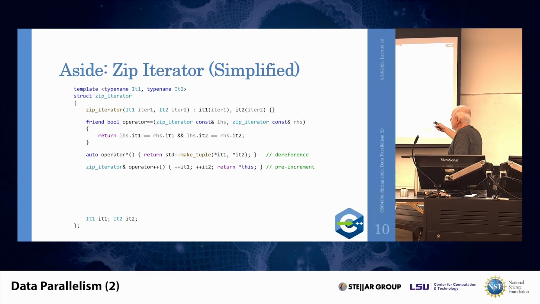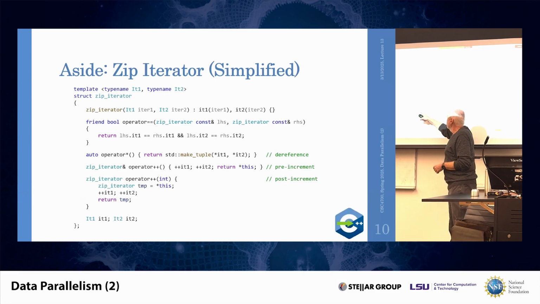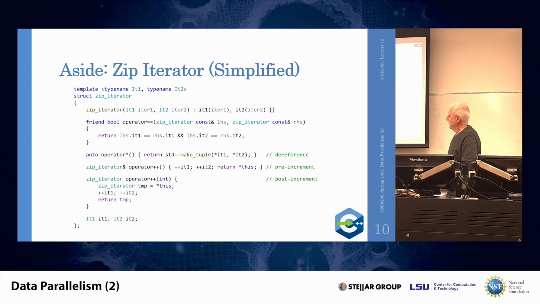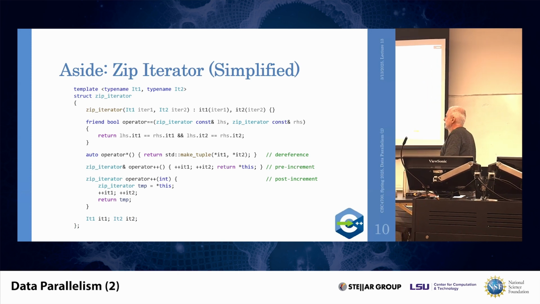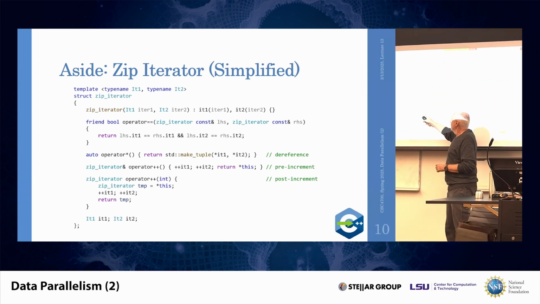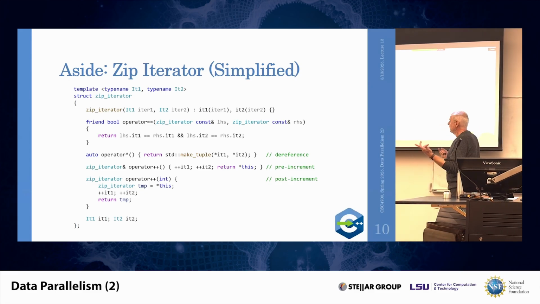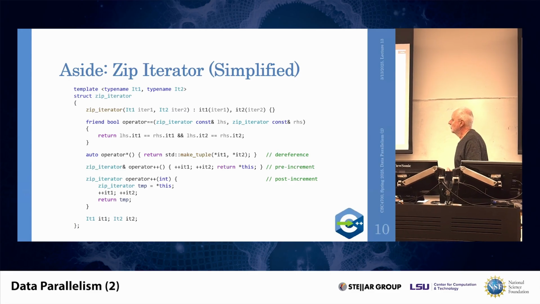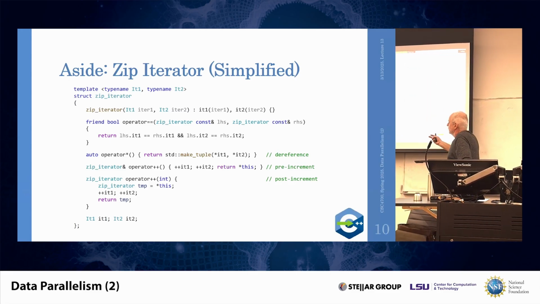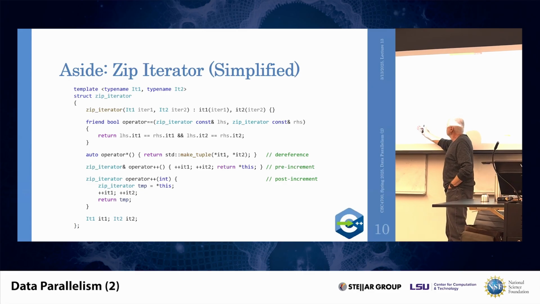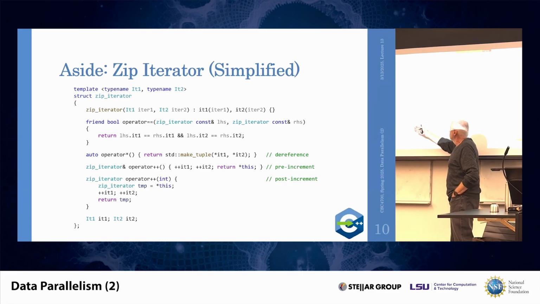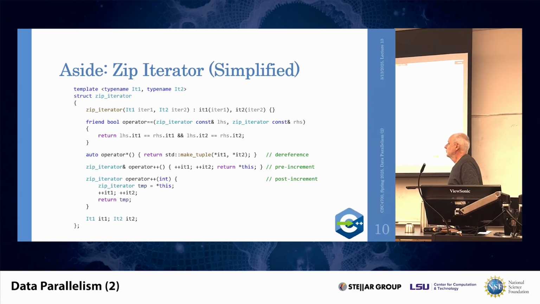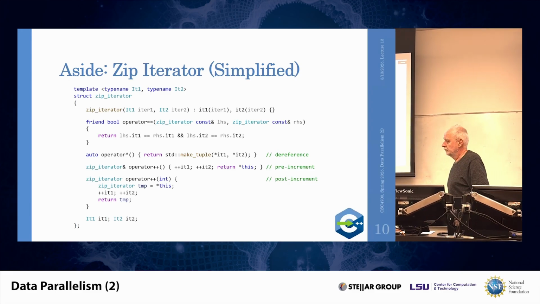That was a pre-increment. The post-increment is a bit more complicated, and as we discussed, the difference between the pre-increment and post-increment operator, if you want to implement it, is that the post-increment has to have a dummy integer argument, which is never used, which is just used to distinguish these two operators. And what we need to do is take a copy of the current iterator, then increment it, and then return the copy we took before incrementing.